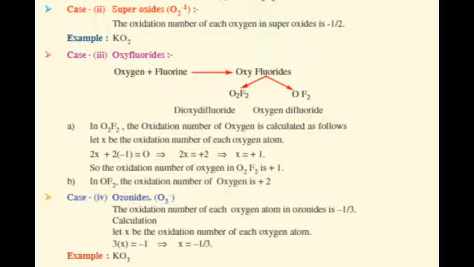Case 4: Ozonides, O3⁻. The oxidation number of each oxygen atom in ozonides is −1/3. Calculation: let x be the oxidation number of each oxygen atom. 3 × x = −1, so x = −1/3. Example, KO3.